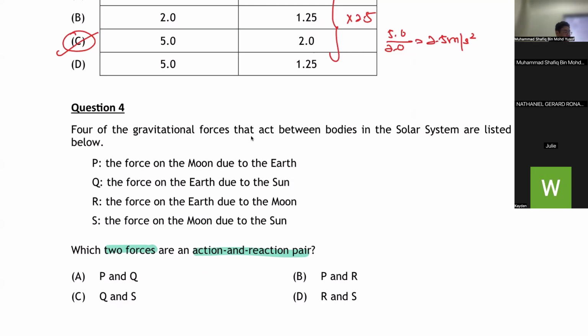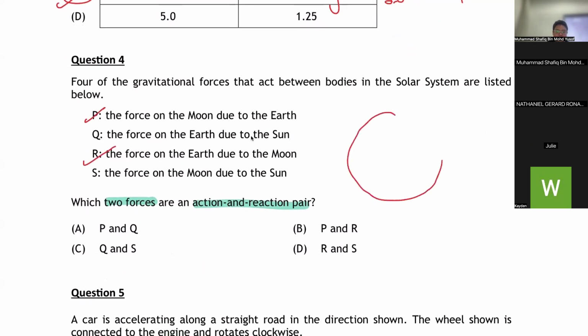Everyone please take note. The reason why it is B, so B is P and R. So let's go through why. Now, this is your Earth. Imagine this is the Earth and this is the Moon, correct? Please take note, you must have two bodies. So what are the two bodies? The Earth and the Moon, right? That's the two bodies. Now, the first force is your Earth pulling on the Moon.